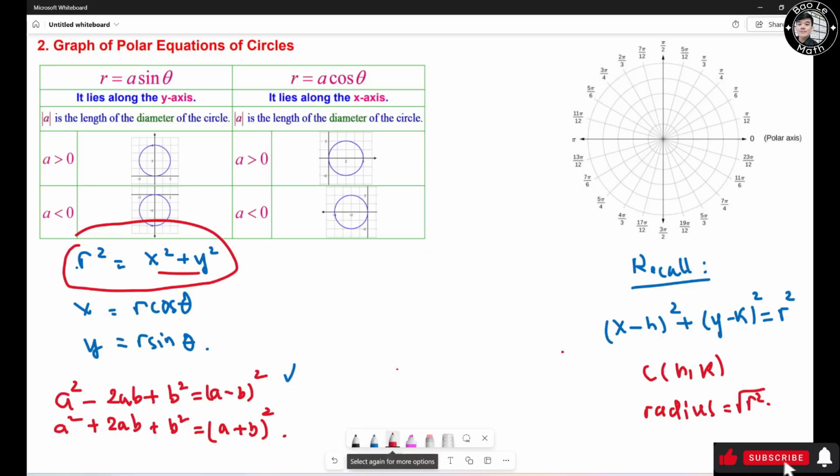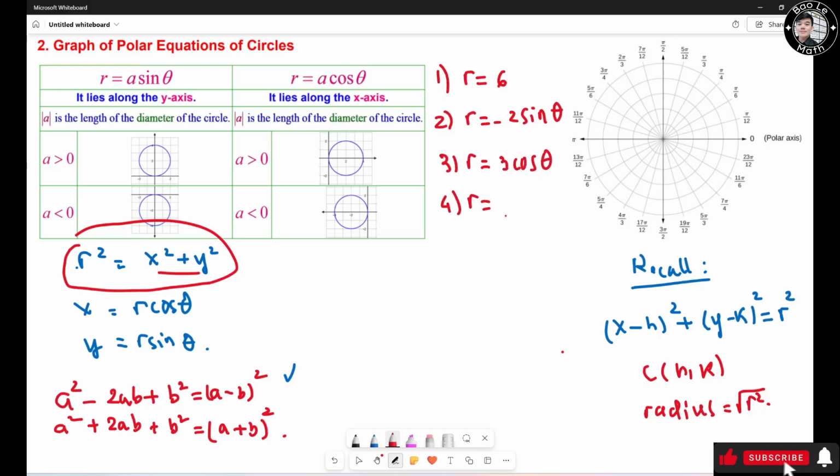Now here are some examples for you to practice. The first one, you need to graph r equals 6. Second one, r equals negative 2 sine theta. Number 3, r equals 3 cosine theta. Number 4, r equals negative 4 cosine theta. And it's a good time to start.